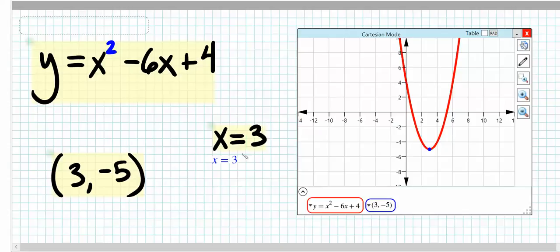And if we put that on the graph, does that indeed split the graph in two right down the middle? It sure does. We did that correctly then.